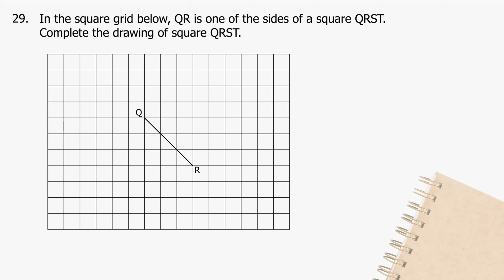Question 29. In the square grid below, QR is one of the sides of a square QRST. Complete the drawing of square QRST. The line QR cut across diagonally on 9 square grids. The lines RS, ST, and TQ are drawn as shown.